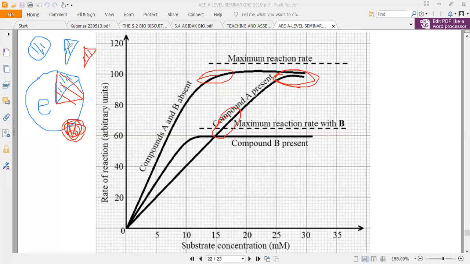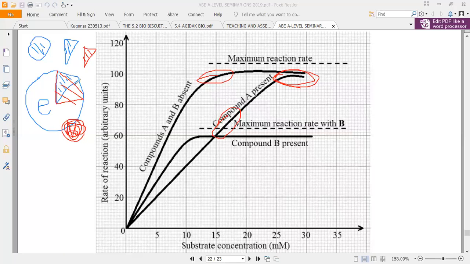Then when the substrate comes, the substrate will not be able to fit well in this active site. So this is the inhibitor we call non-competitive. It is not competing with the substrate for the active site, no. So in this case, if this inhibitor comes and attaches here, even if you increase the substrate, the rate of reaction will not increase. Why? Because the active site has been distorted.